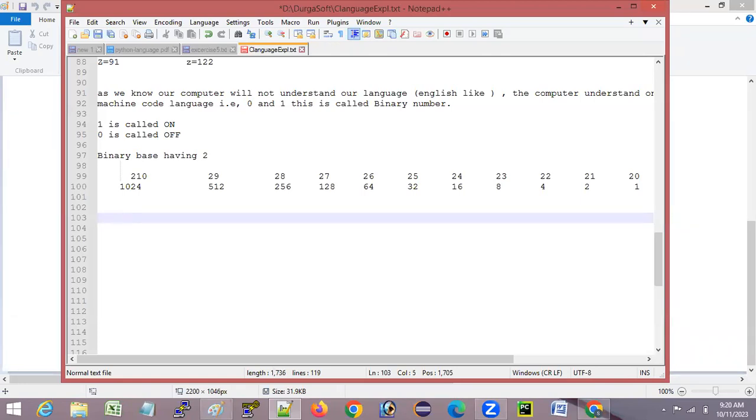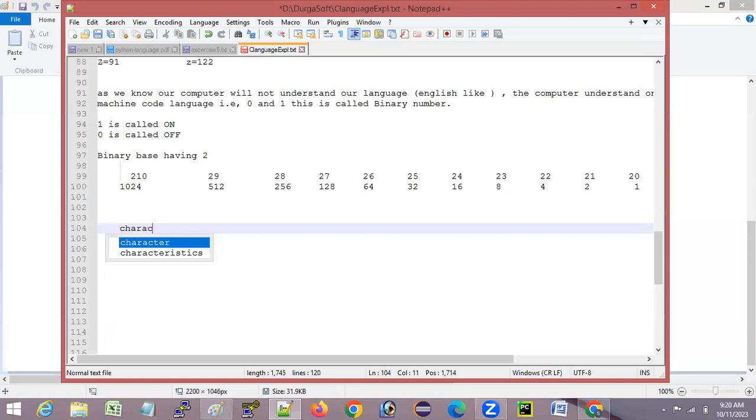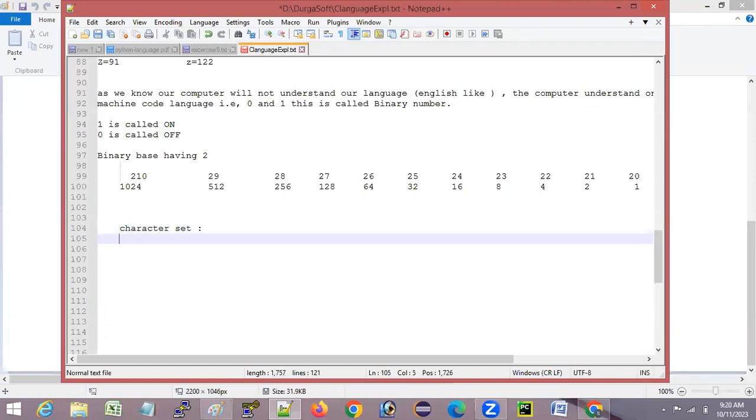Now, as I said, 2 raised to 0 is 1, 2 raised to 1 is 2, 2 raised to 2 is 4, and it continues like that. 2 raised to 10 is 1024. What is meant by that? I'll come to that point. Whatever we are going to store in our computer is a character set. How many characters do we have? 256 characters, right? Whatever you are entering is measured, like in our general life.